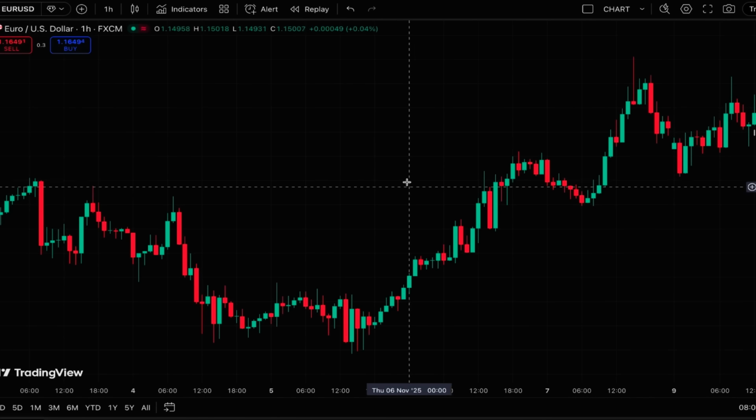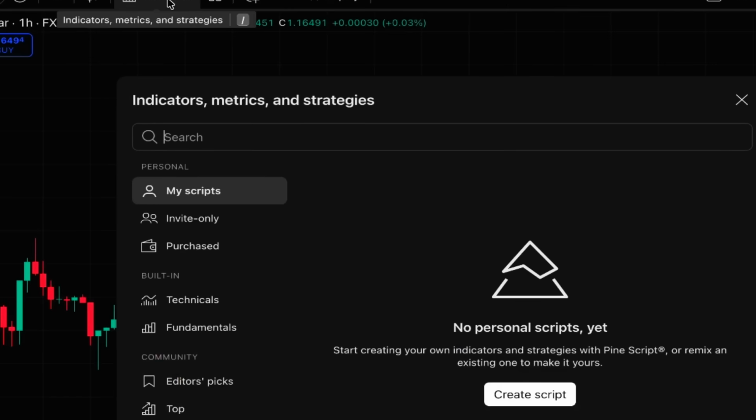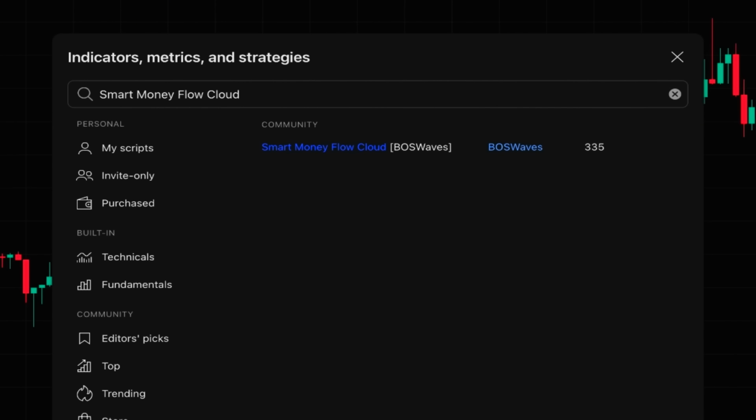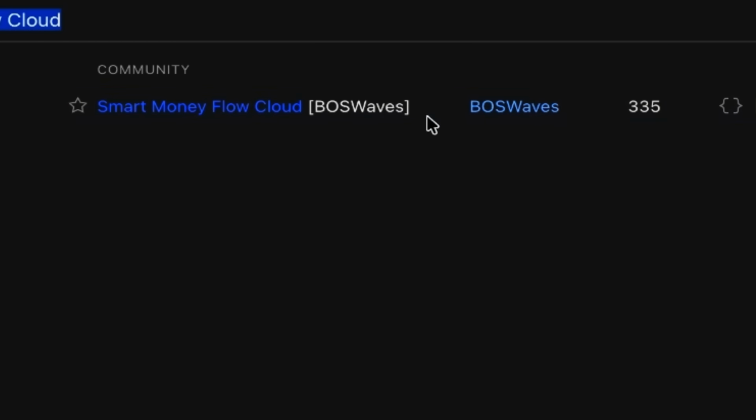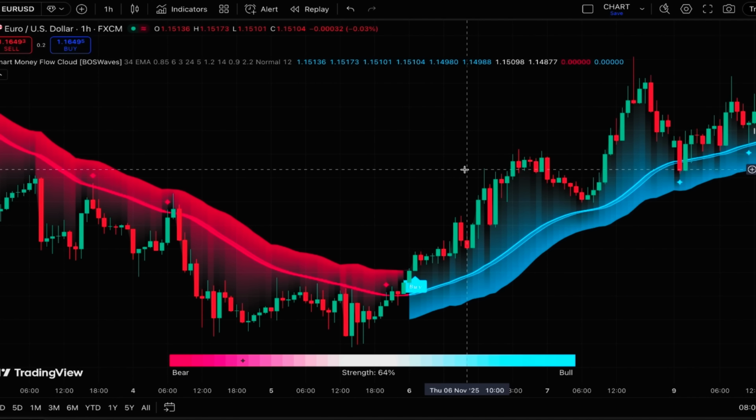To have this indicator on the TradingView platform, here you just need to click on Indicators and search Smart Money Flow Cloud, this one, which is written by BOS Waves. Alright, this is the indicator, and as you can see, it's overlaid on the price chart.